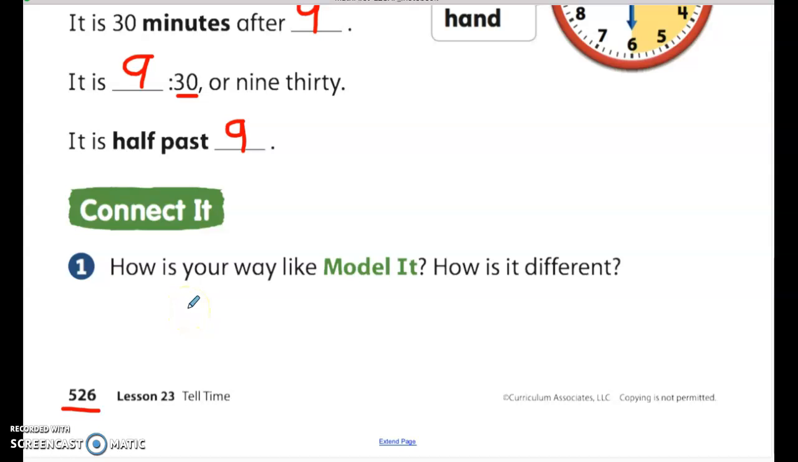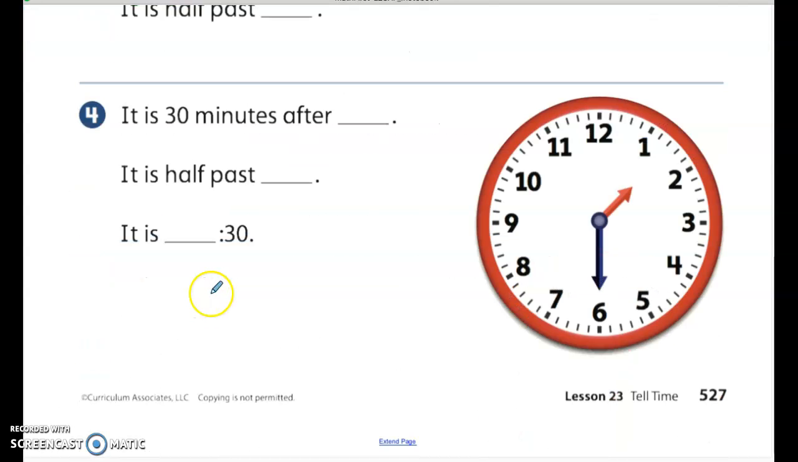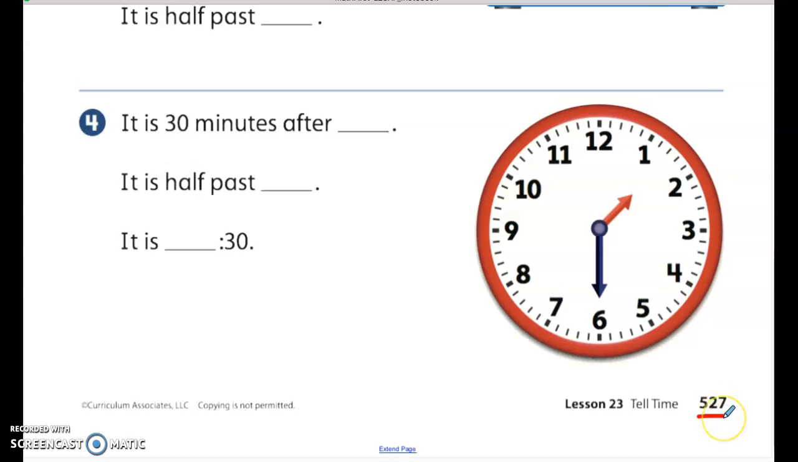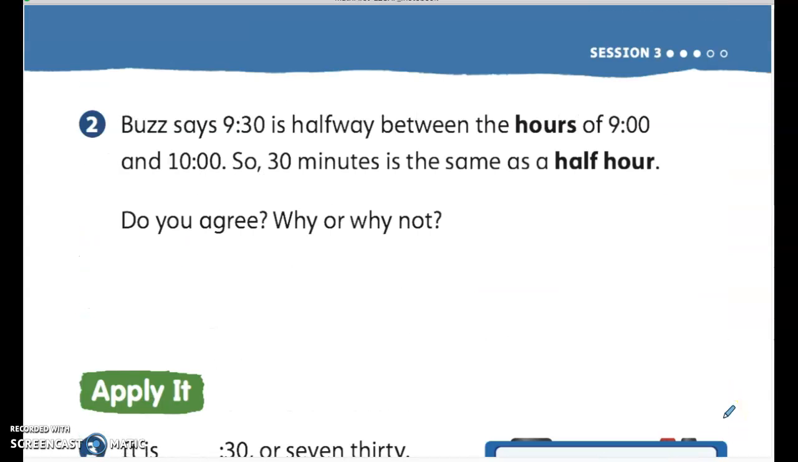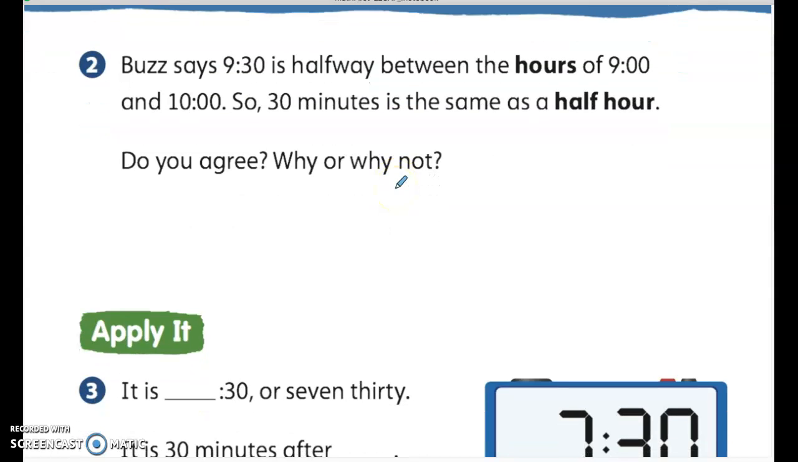Okay, let's go to page 527. Here we are, 527. 527 comes after 526 because it is one more. That 7 is one more than 6. So let's see. Buzz says 9:30 is halfway between the hours of 9 and 10. So 30 minutes is the same as a half hour. Do you agree? Why or why not?